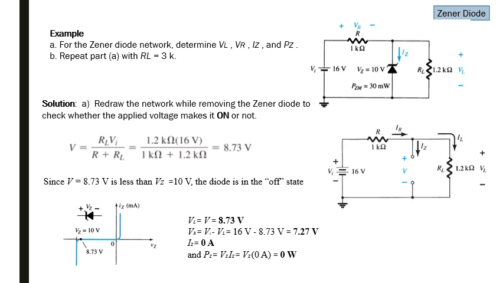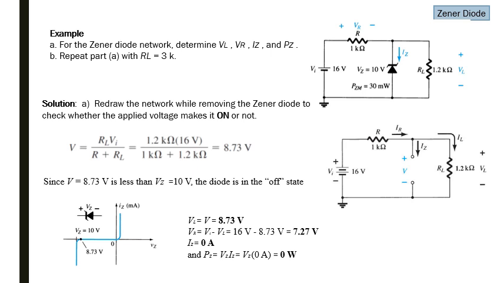Now let us solve an example of this circuit, which is the Zener regulator circuit. For the Zener diode network, determine VL, VR, IZ and PZ. In this network, we have RL of 1.2 kilo ohm.